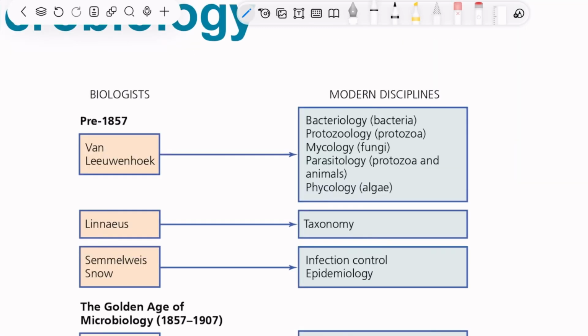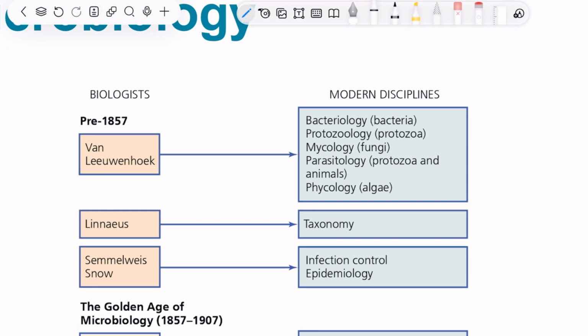So pre-1857, or before the golden age of microbiology, we first have Van Leeuwenhoek. Van Leeuwenhoek's modern disciplines were bacteriology, protozoology, mycology, parasitology, and phycology. His contribution was that he first observed and described microorganisms, laying the groundwork for these fields. We then also have Linnaeus. Linnaeus' modern discipline was taxonomy, in which he contributed by developing the system of naming and classifying organisms.